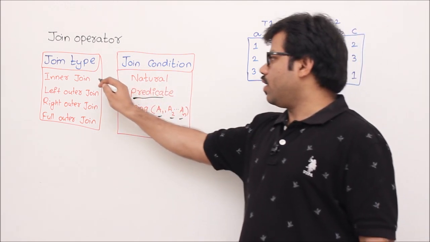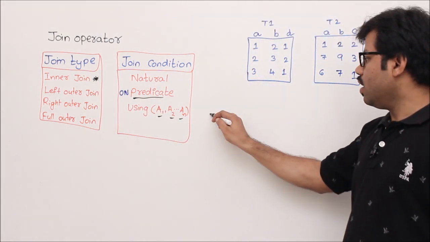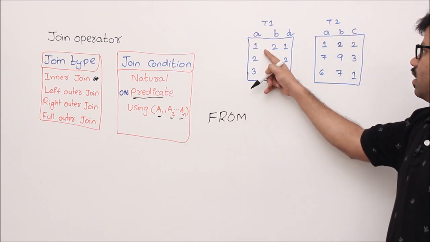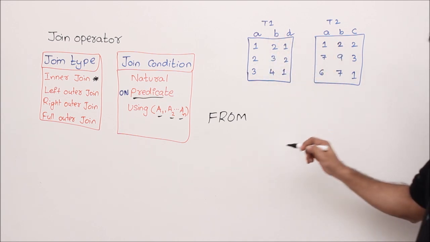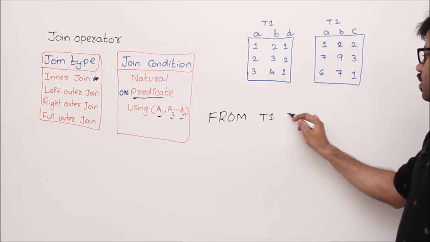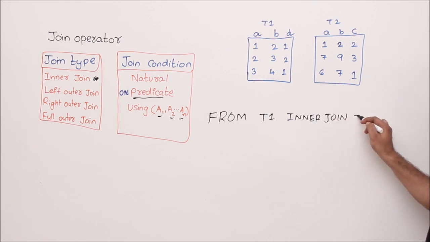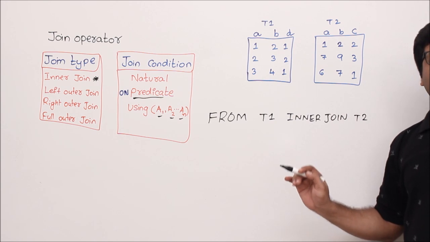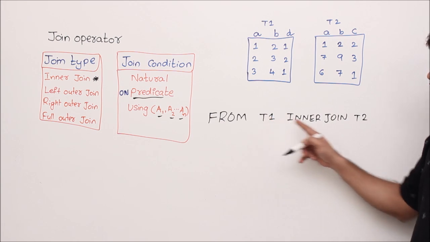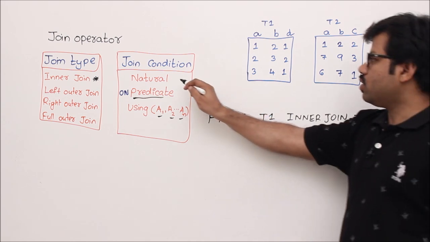Let's take the inner join first. Inner join versus natural. How to write the syntax? Usually we specify this join in the FROM clause. In the FROM clause, I am assuming that we have two tables, T1 comma T2. Then you write like this: T1 inner join T2. When you write like this and don't write anything else, it is like a Cartesian product. So there is no effect. T1 inner join T2 will result in a Cartesian product. But you can use a join condition.